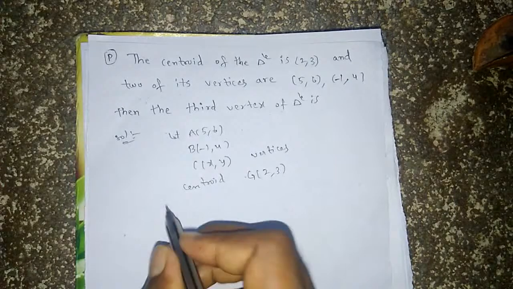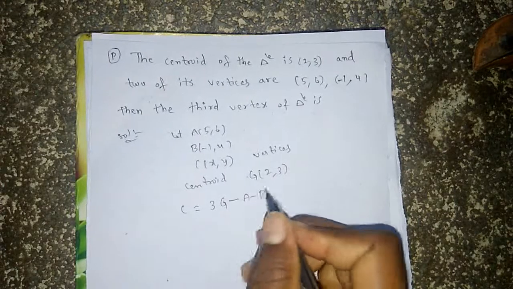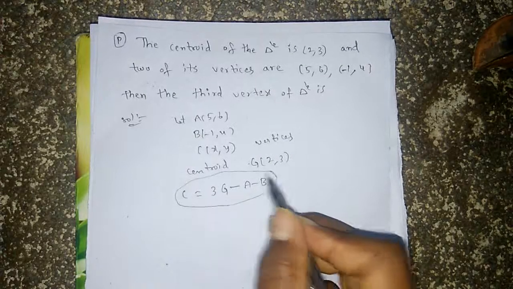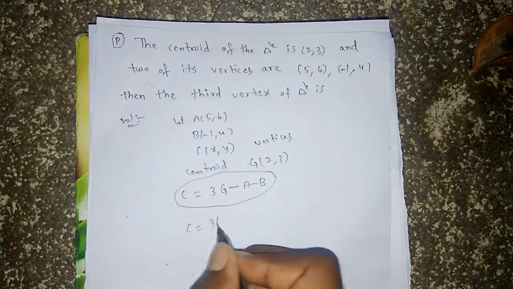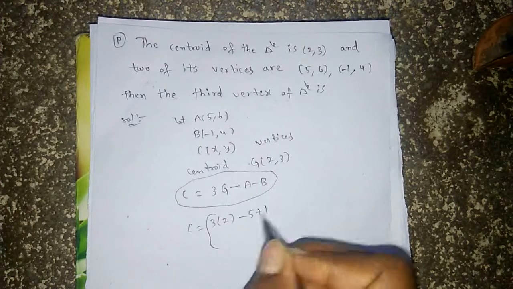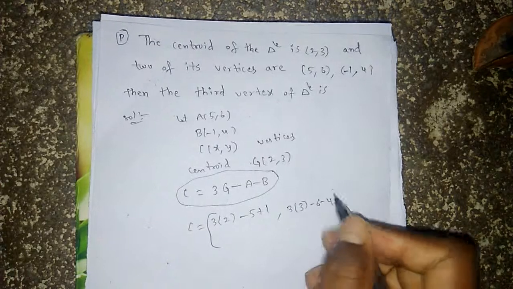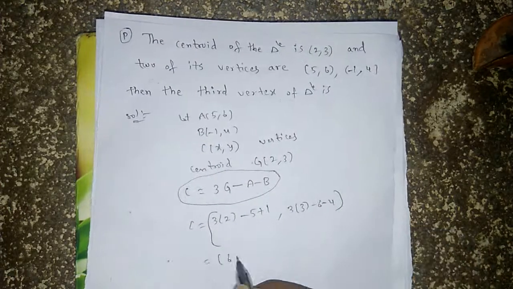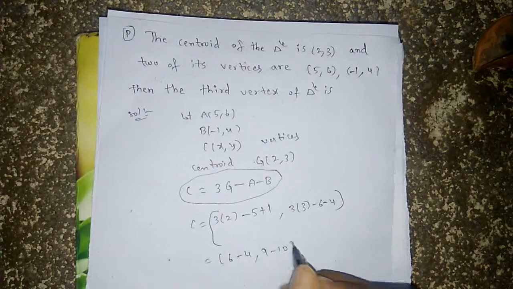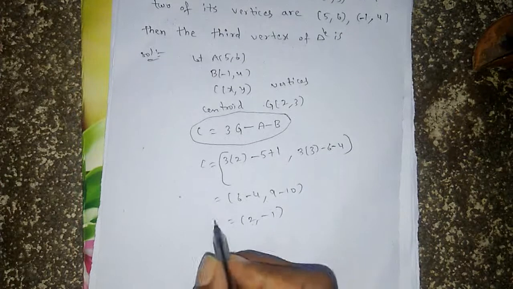G (2, 3). Now C is equal to 3G minus A minus B, which is the formula. Therefore C is equal to (3 into 2 minus 5 plus 1, 3 into 3 minus 6 minus 4). It is 6 minus 4, this is 9 minus 10. This is (2, -1), the coordinates of the third vertex.